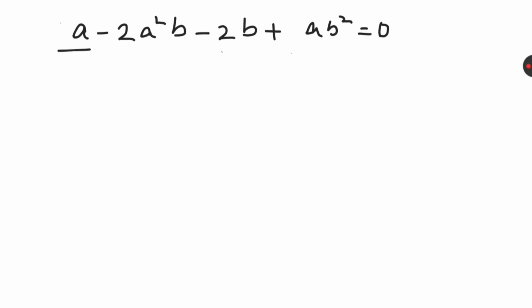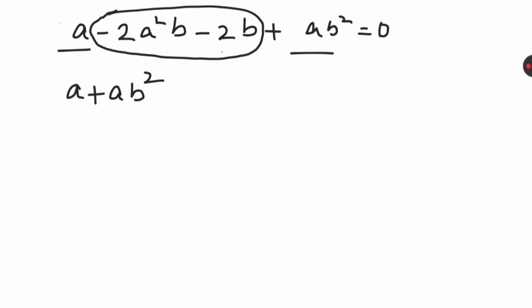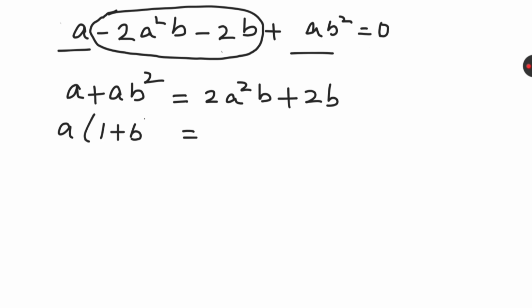All the plus terms we keep here, and the remaining minus terms we send to the right hand side. So what are the plus terms? a plus ab². What are the minus terms? This is a minus term and this is a minus term, so that is equal to 2a²b plus 2b. In the left hand side, both terms have a, so let's take a as common. Then we get 1 plus b². Here also we have 2b common, so let's take 2b. Then we are left with a² plus 1. This a² plus 1 we can write as 1 plus a².